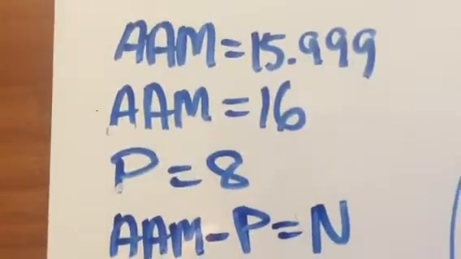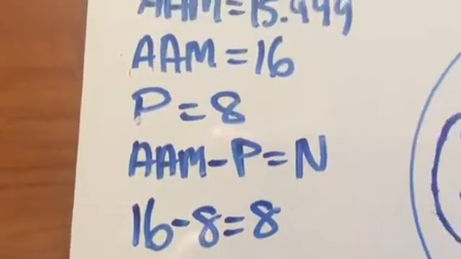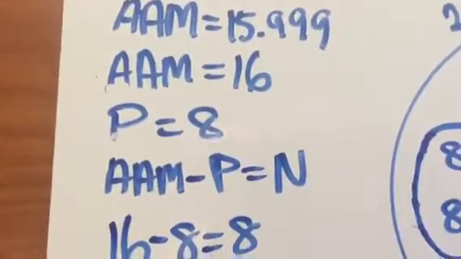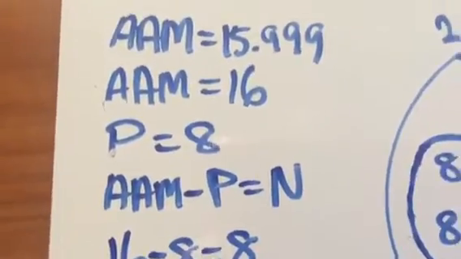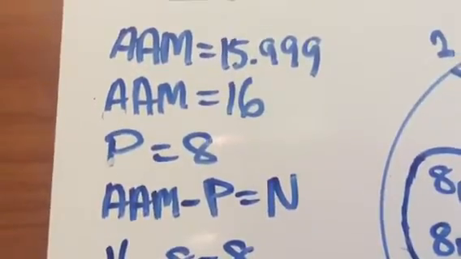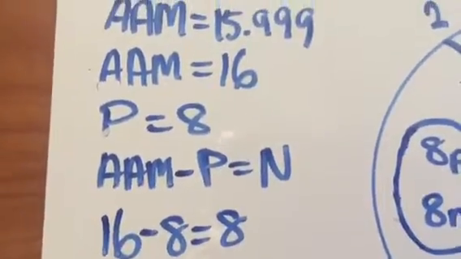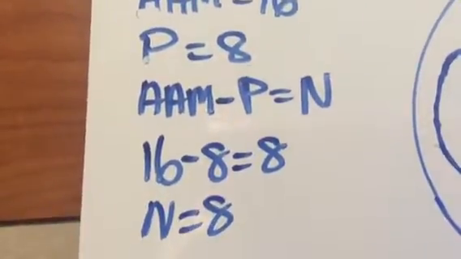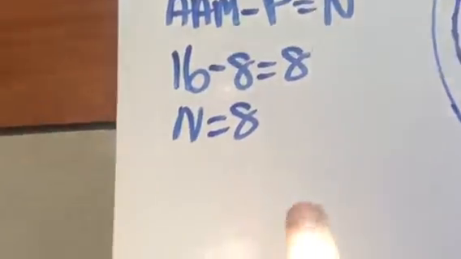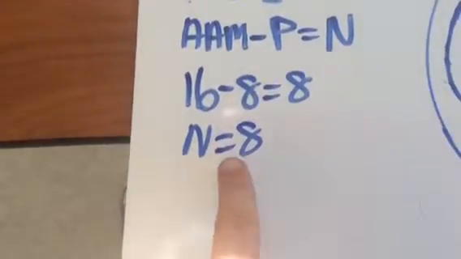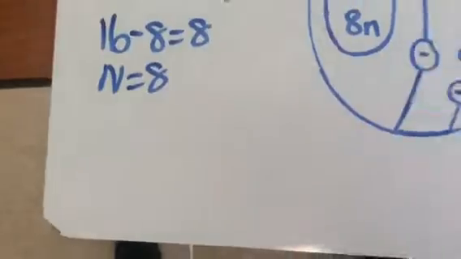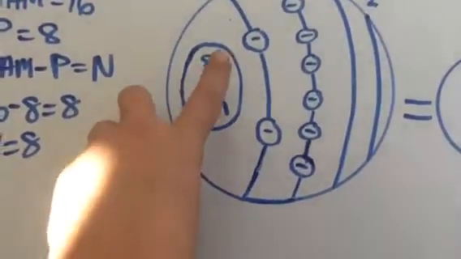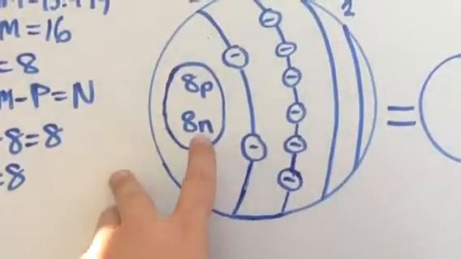The formula is the atomic average mass minus protons equals n, which is the neutrons, what we're trying to find. So you take the AAM, which is 16 now, and the protons, which is 8, and you do 16 minus 8, which gives you 8. That gives you 8 as the neutrons. Alright, and there I have put it clearly in the nucleus: the 8 protons and the 8 neutrons.